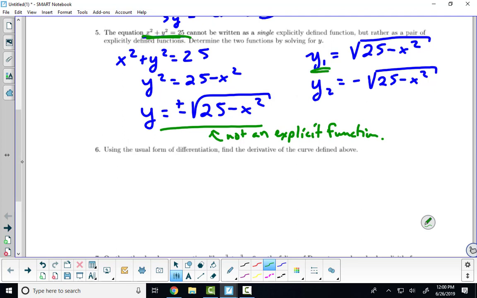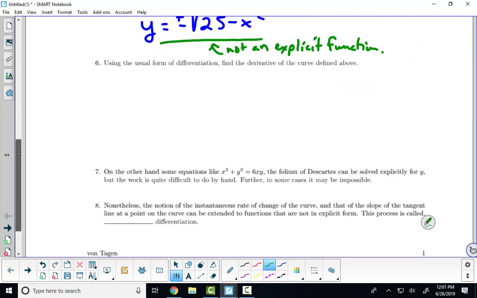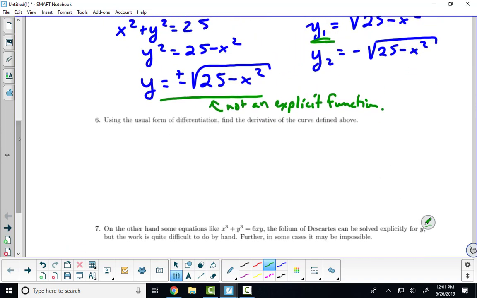What does the graph of y1 look like? Do you remember? Semicircle? The top half of a semicircle, or well, the top semicircle of a circle, right? Yeah, and the negative is the bottom semicircle, and put the two together, what do you have? The circle described by this implicitly defined function. We'll look at that graph here in just a second. So we can now easily take the derivatives of these two functions.